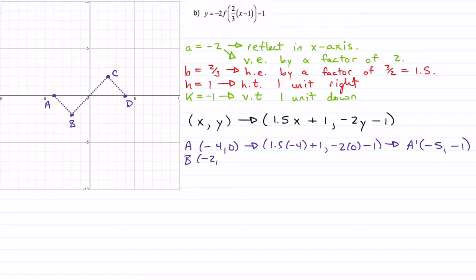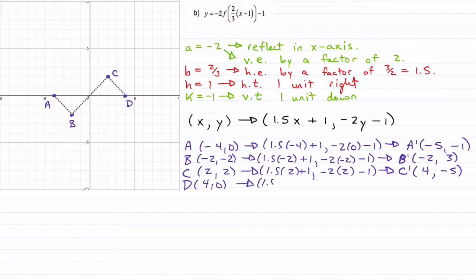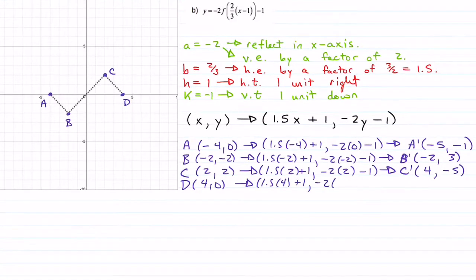For B, the coordinates are negative 2, negative 2. I'm going to sub those coordinates into the mapping, and I get B prime is negative 2, positive 3. C, the coordinates of C are 2, 2, and I'm going to sub 2, 2 into our little mapping of the coordinates, and I'm going to get C prime is 4, negative 5. And lastly, D has coordinates 4, 0. I'm going to substitute 4 in for x, 0 in for y, work it out, and I should get D prime is 7, negative 1.